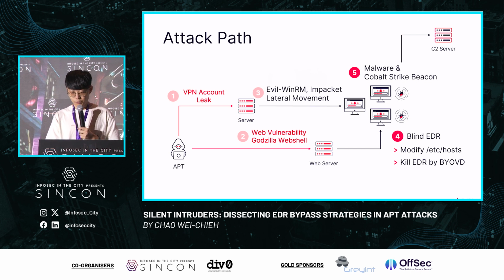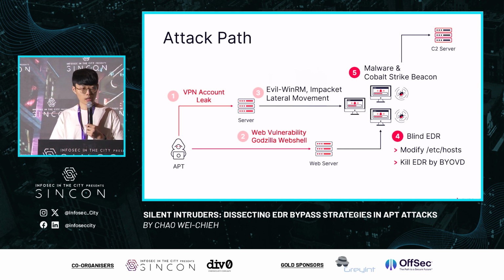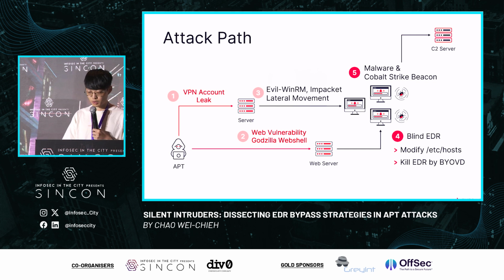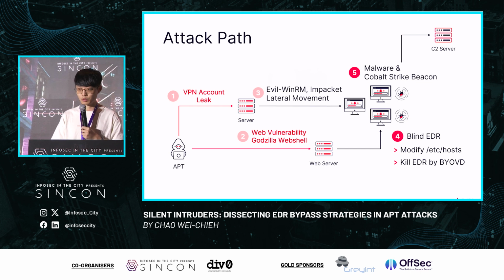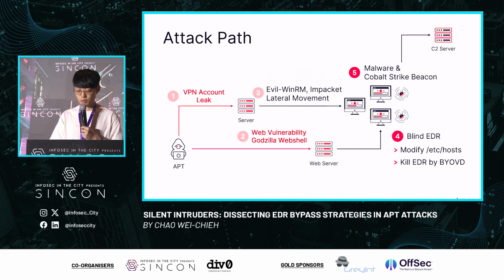There are two initial access points in this case because there are two different regions. In the first region, the attacker used a leaked VPN account to log into the endpoint. In the second region, the attacker used a vulnerability on the web server and implanted a Godzilla web shell. After getting into the system, the attacker also tried to do lateral movement using tools like Evil-WinRM and Impacket.